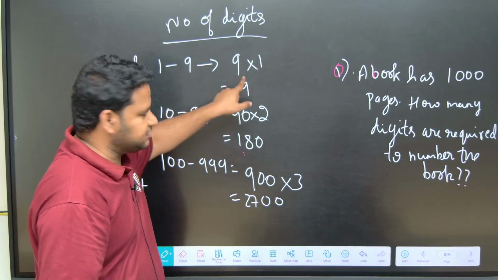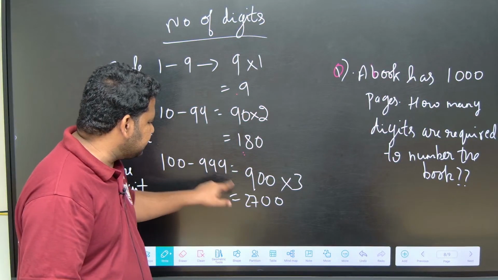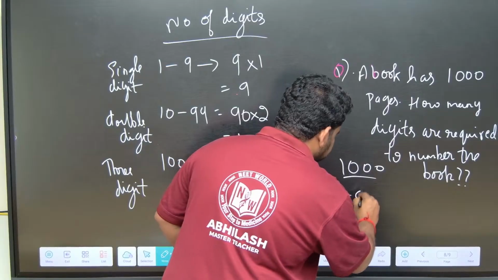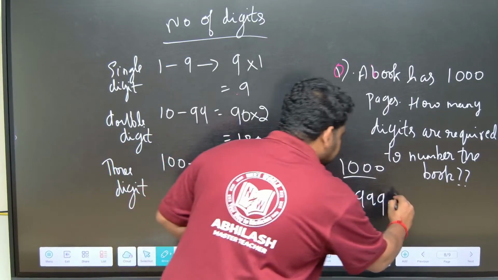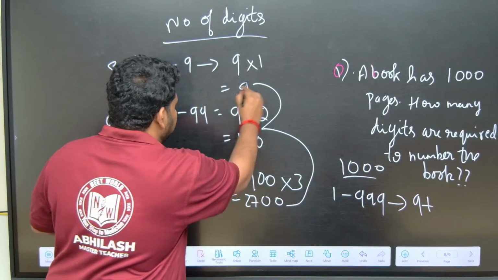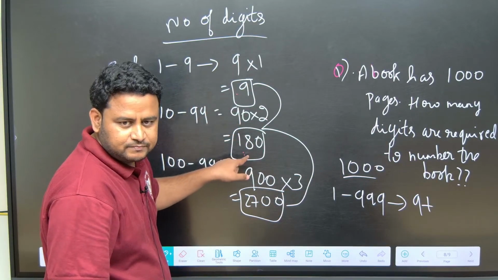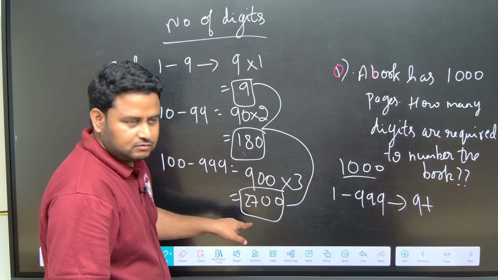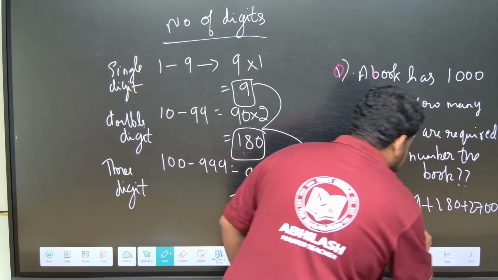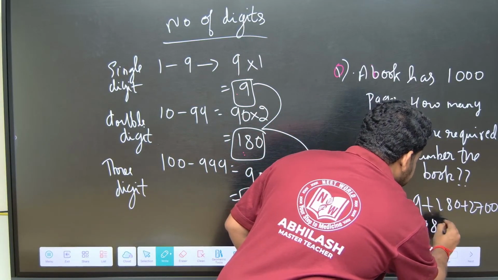Okay. From 1 to 9, how much do we have? 9. From 10 to 99, we have 180. From 100 to 999, we have 2700. So for the 1000-page book, from 1 to 999 you add all these boxes: 9 plus 180 is 189, and 189 plus 2700. If you add it, you will get 2889.